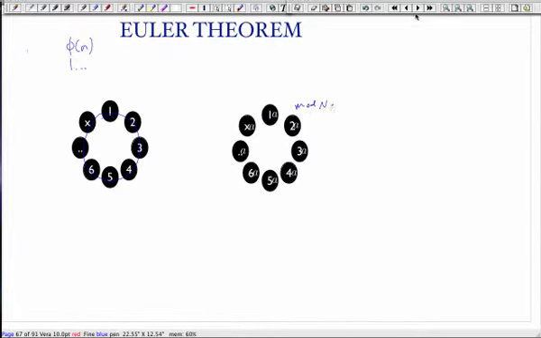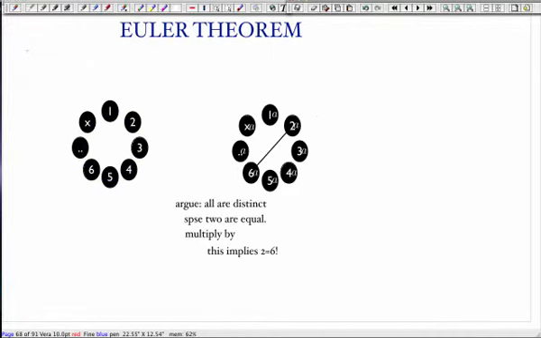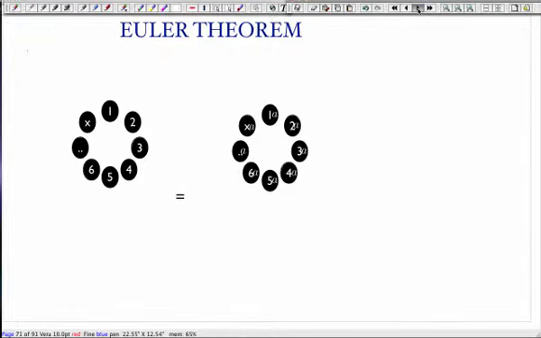Okay? And the very next step is you argue all of these numbers and all of these numbers are distinct and in fact the same. So, write all the numbers that you have in a circle and multiply them together, and then write all of these numbers in a circle and multiply those together.